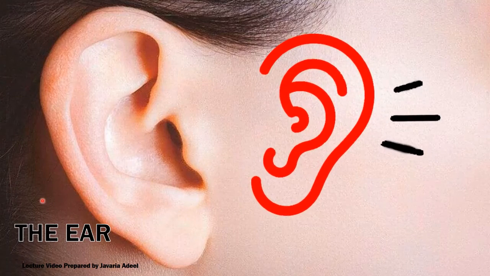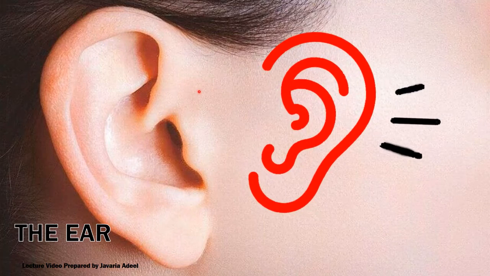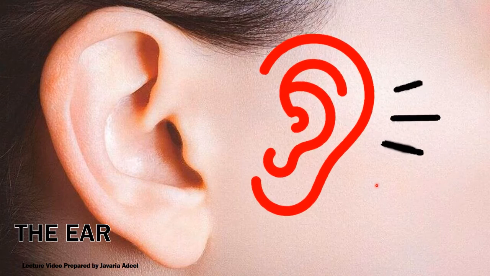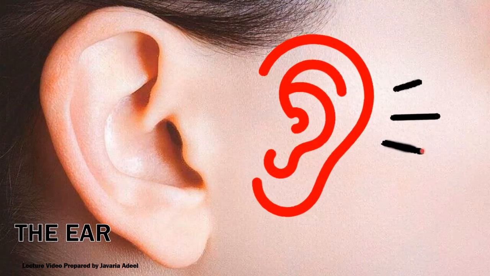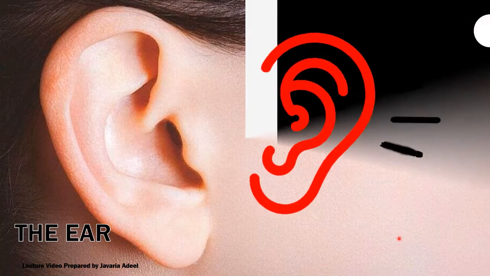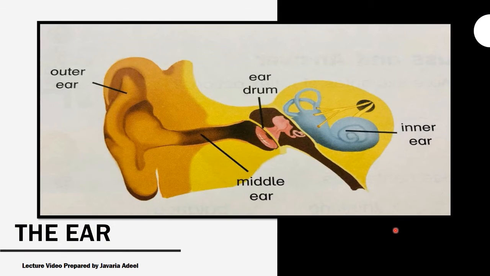Moving towards our next sense organs, the next sense organs that we would be discussing are the pair of ears. Well, as you know, ears are used for hearing. So how do we hear? How does the whole mechanism work? We would be discussing that here. Now over here, this is the internal structure of the ear.